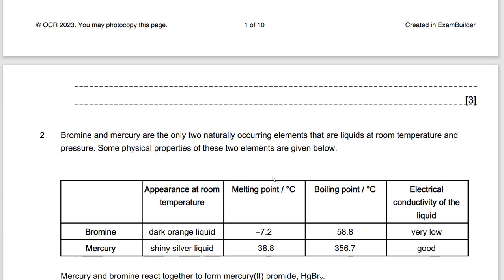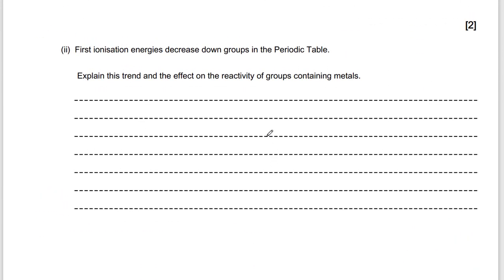So it then asks you, 3 marks this. They give you a lot of lines to write on this, even though you don't need it. First, ionization energies decrease down groups in the table, so it's easier to remove successive electrons. All you have to do is explain why. So a bit of exam technique.